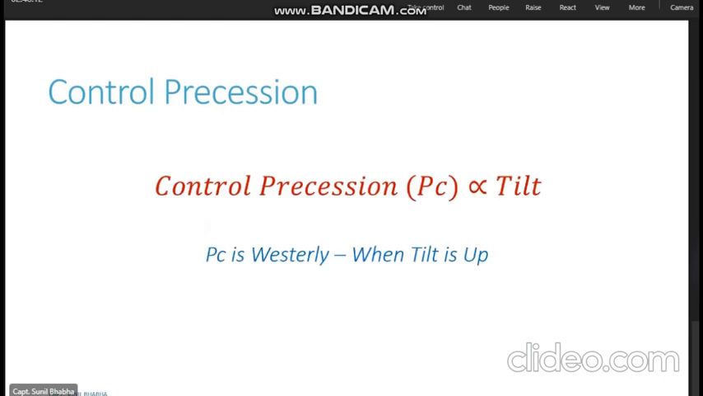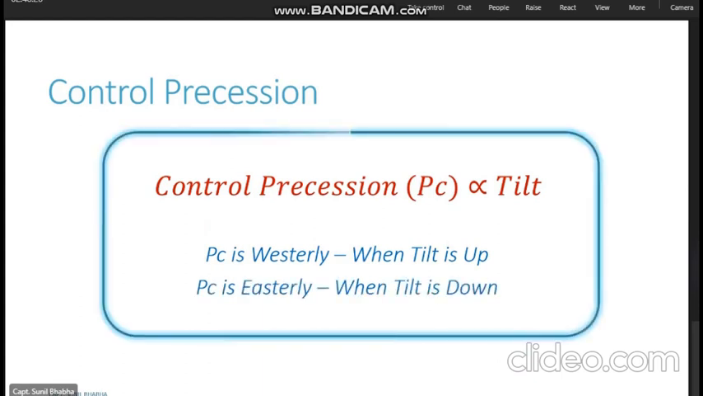So a very important takeaway from this discussion now, the control precession which comes into the picture because of the weight which we have fitted, top heavy or bottom heavy, this control precession represented by PC is directly proportional to tilt. When the tilt is 0, the control precession is 0. As the tilt starts to increase, the control precession also increases. It is directly proportional to tilt. So this tells us about the magnitude of the control precession.